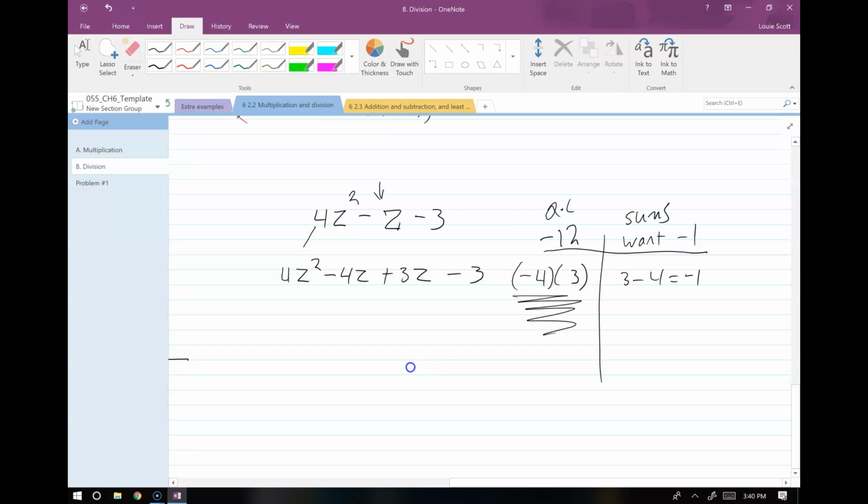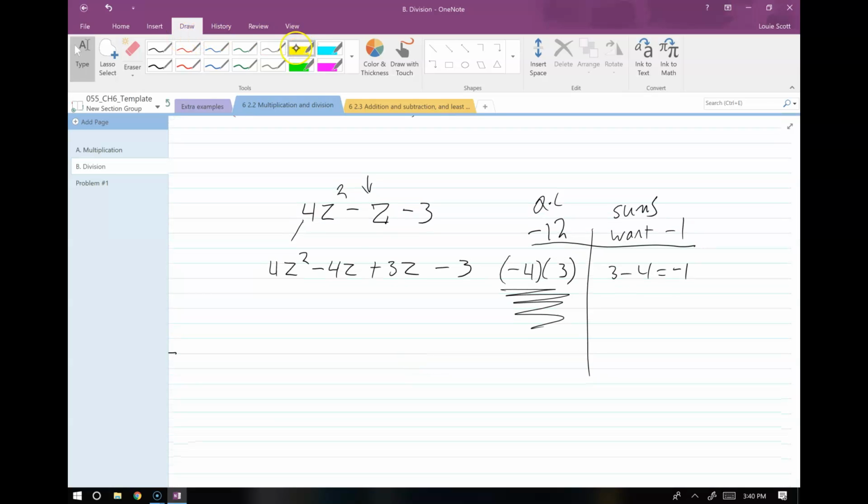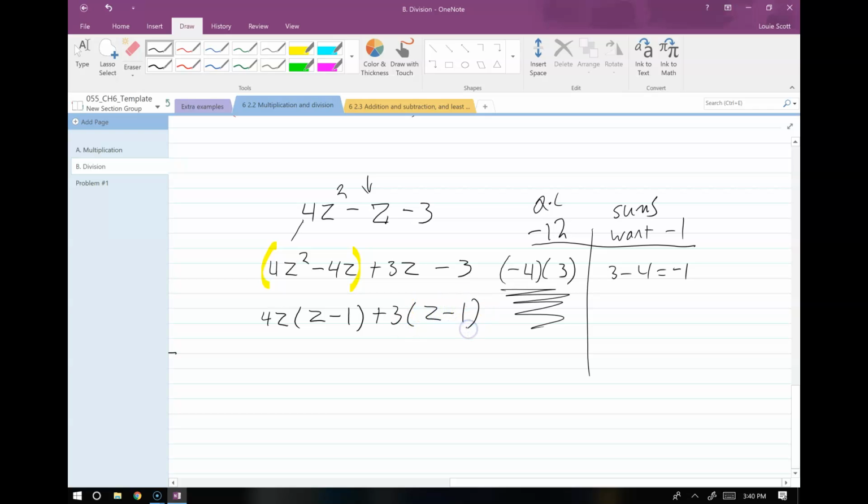And so now I do factor by grouping on these 4 terms. In the first 2 terms, I can pull out a 4z. That's going to leave me with z minus 1. And then in the second 2 terms, it looks like I can pull out a 3. So that leaves me with z minus 1 again. Make sure that these 2 factors match, and then I can write them out front. Z minus 1 times 4z plus 3.